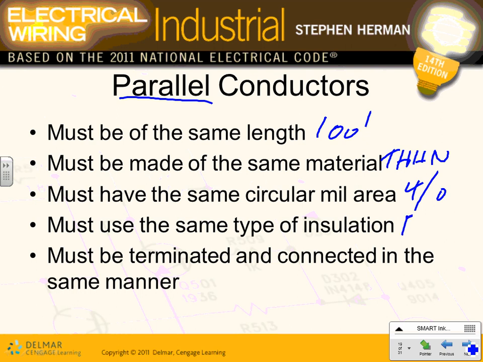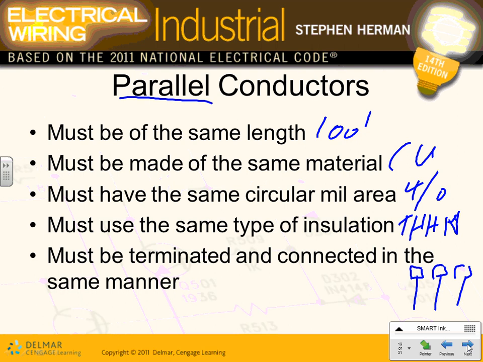This is THHN. Here, this is copper. This one is Cu, copper. This is Cu. And terminated, connected in the same manner, so the lugs for all the phases are terminated in the same way. And you can also add conduit, if you put them in different conduits, the same conduit, like rigid metal conduit. Any question guys about these six rules for parallel conductors? You must know that when you have parallel conductors, you have to have the same material, same size, same insulation, same termination, same conduit if you put them in a conduit.